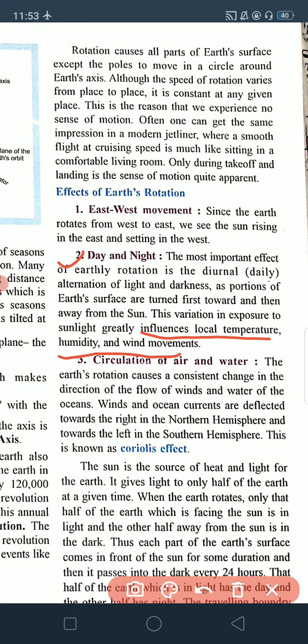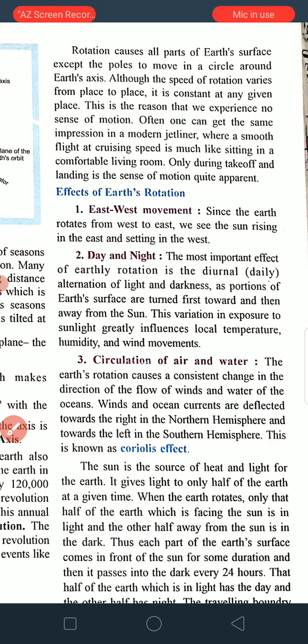The earth's rotation causes a consistent change in the direction and flow of wind and water of the oceans, because the force produced by the rotation of the earth causes change in the direction of the winds and water towards the right in the northern hemisphere and towards the left in the southern hemisphere. आपको पता है अर्थ के रोटेशन से एक फोर्स पैदा होता है जिसे कहते हैं कोरियोलिस फोर्स. ये कोरियोलिस फोर्स अर्थ पे चलने वाली विंड या वाटर के डायरेक्शन को चेंज कर देता है, towards the right in the northern hemisphere and towards left in the southern hemisphere.